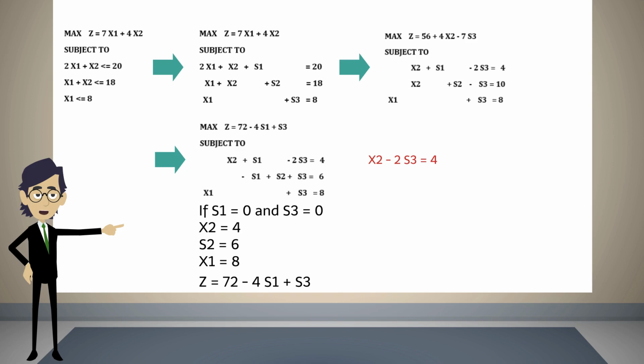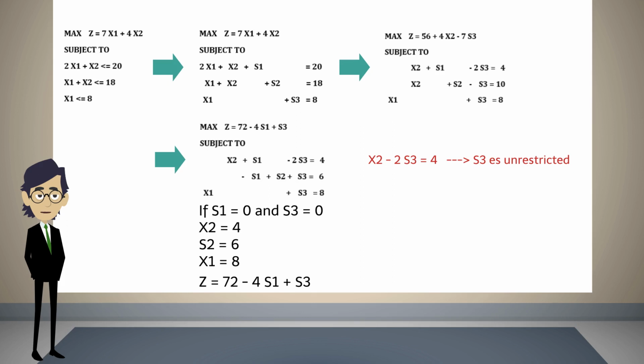Given that, s1 is 0, then the first constraint is, x2, minus 2s3, equal to 4. This expression is very interesting, since the coefficient of s3 is negative. This means that if s3 increases, then the value of x2 also increases. For instance, if s3 increases its value to 10, then x2 increases its value to 24 to preserve the equality. This means that s3 can increase its value with no limit. That is, the first constraint does not limit the increase of the variable s3.